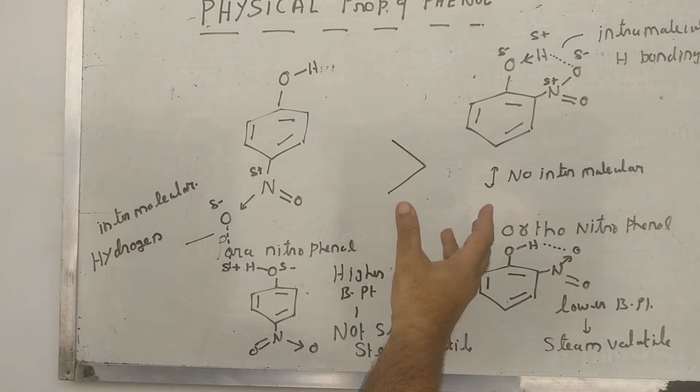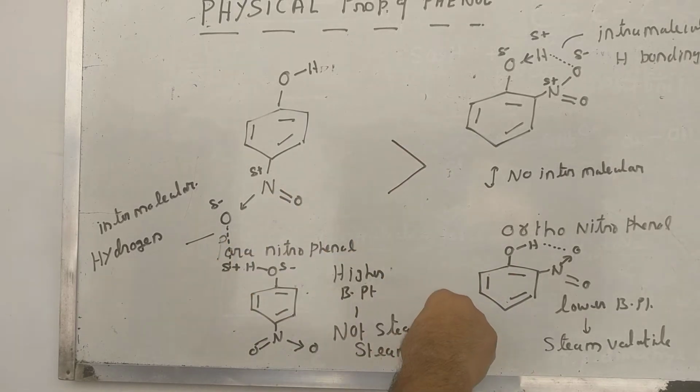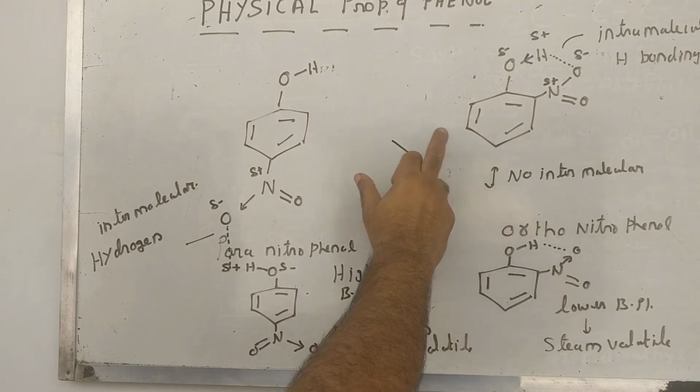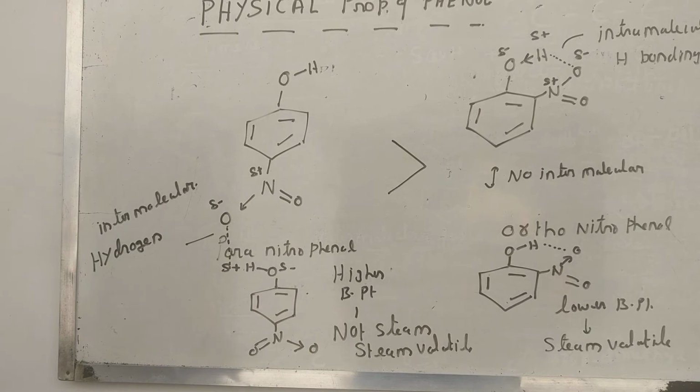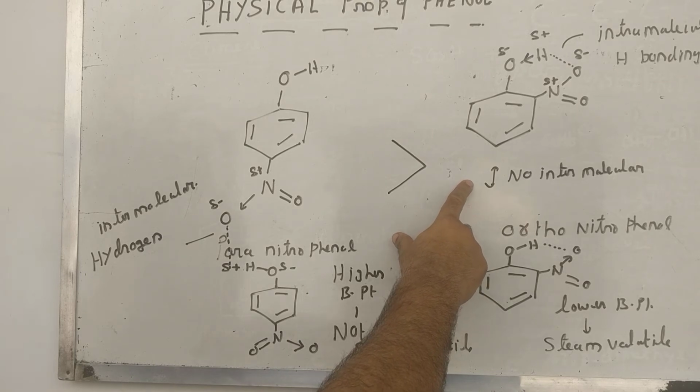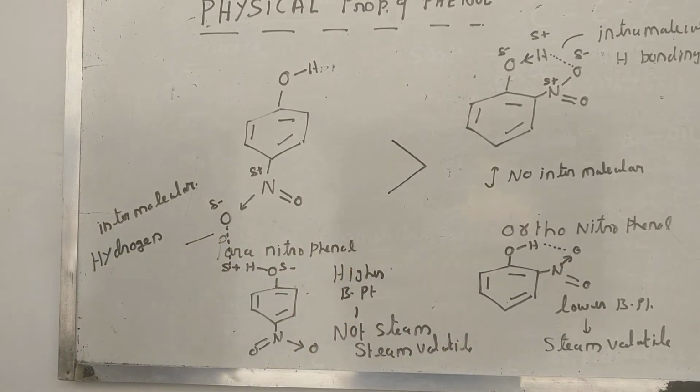If you pass steam through a mixture of these two molecules, along with the steam, who will vaporize or go into the vapor phase? This molecule, ortho-nitrophenol. Who will remain behind? Para-nitrophenol. So if you've got a mixture of ortho-nitrophenol and para-nitrophenol, you can separate them by a method called steam distillation. If you pass steam through the mixture, ortho-nitrophenol will vaporize along with steam and come out with it, and para-nitrophenol will not come out with steam.